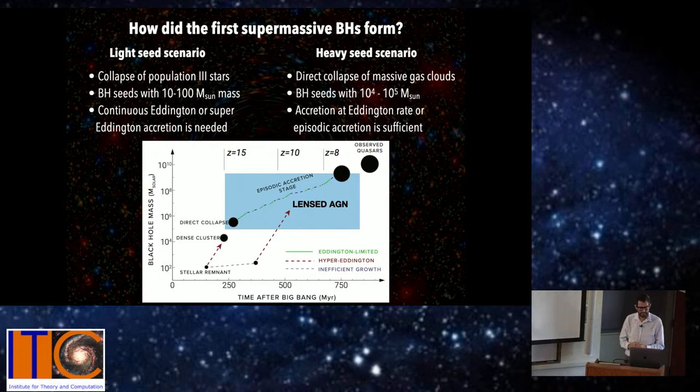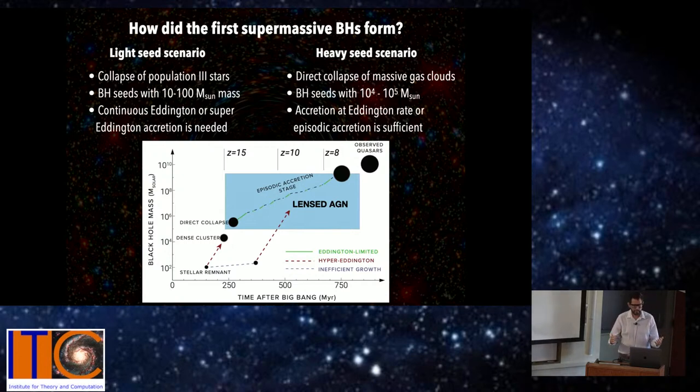One of them is the light seed scenario, which implies that the first supermassive black holes at very high redshift, let's say at redshift 25, formed from the collapse of Population III stars. Even though these are massive stars, the black hole seeds that could form from the collapse of these Population III stars are not very, very massive.